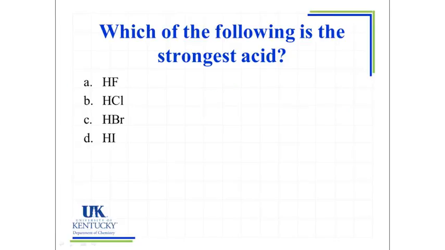Now let's look at another example. Which of the following is the strongest acid? Now we're looking at our trends for binary acids. Remember, when we go down the column, we see increasing acidic strength.